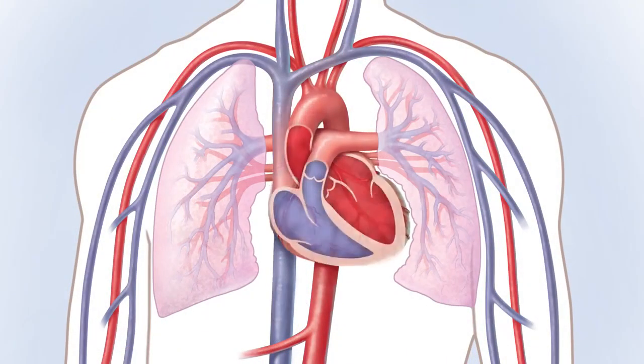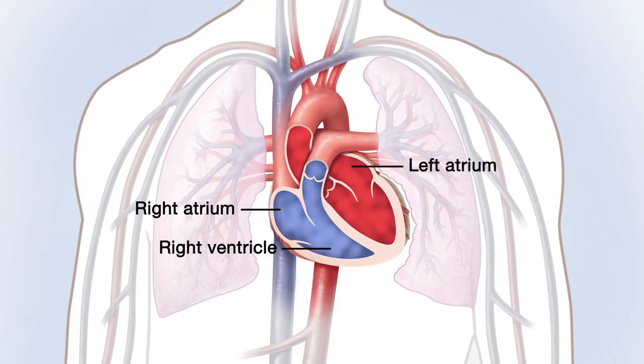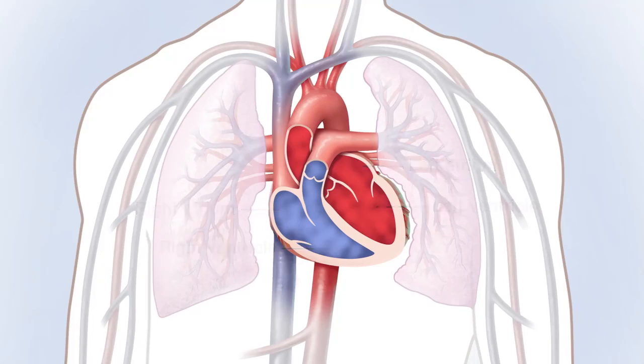Your heart is divided into 4 chambers. These include 2 on the right, called the right atrium and right ventricle, and 2 on the left, called the left atrium and left ventricle. The division protects oxygen-rich blood from mixing with oxygen-poor blood.